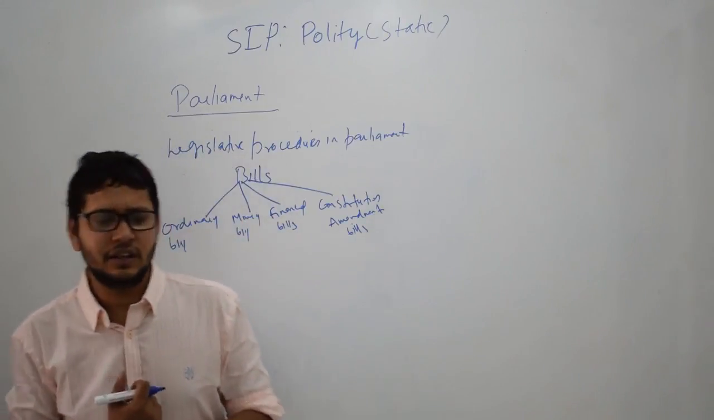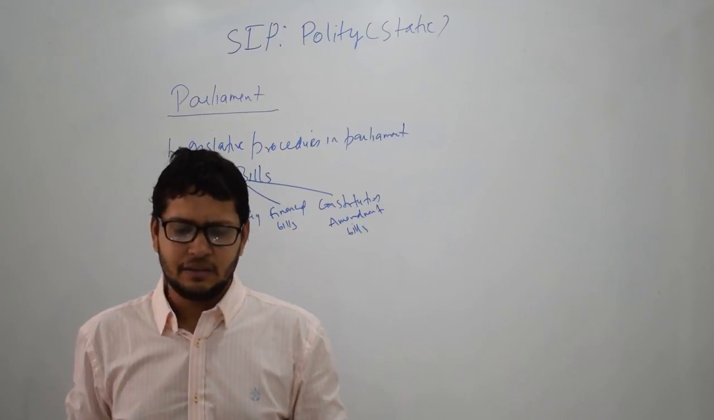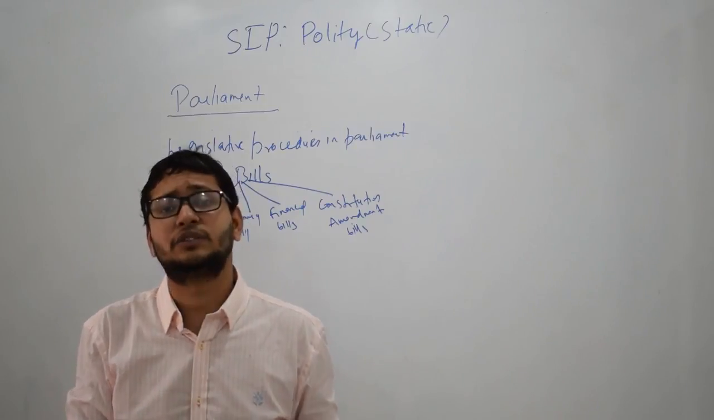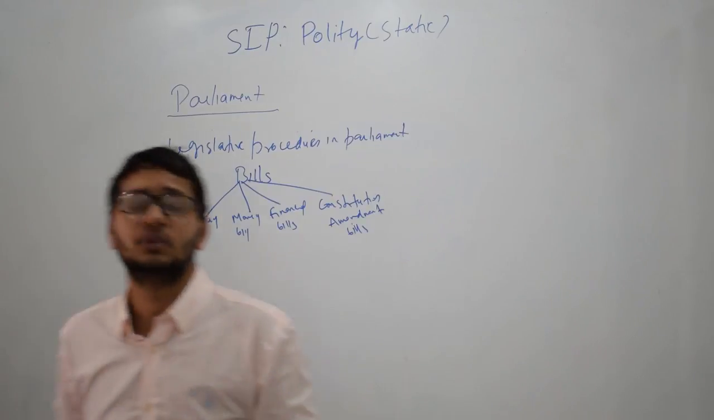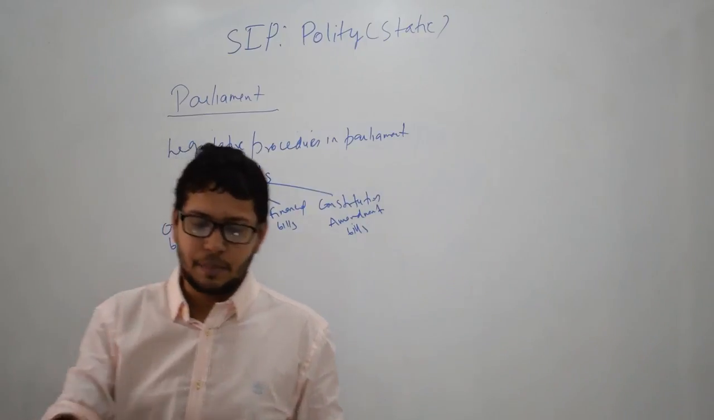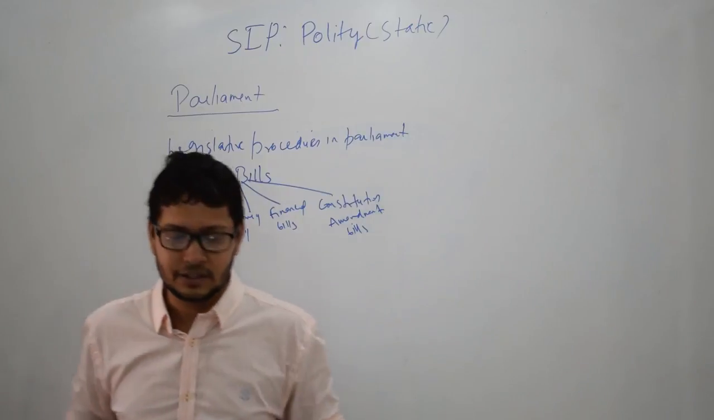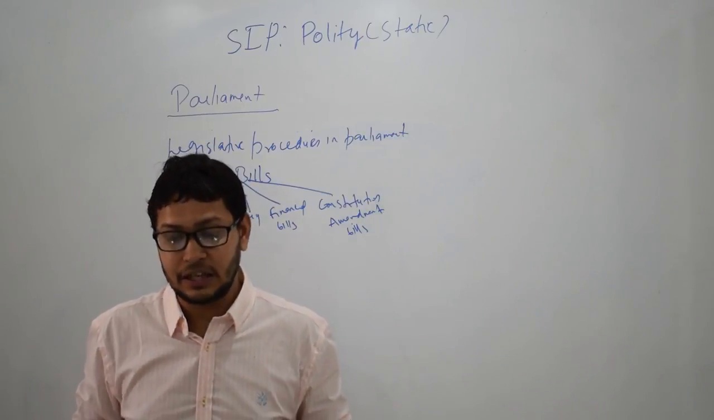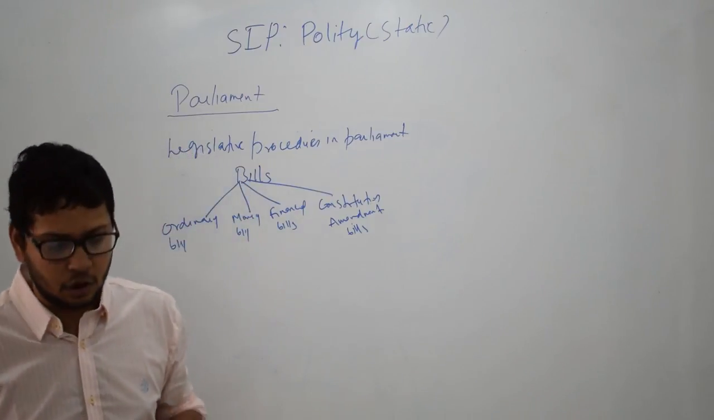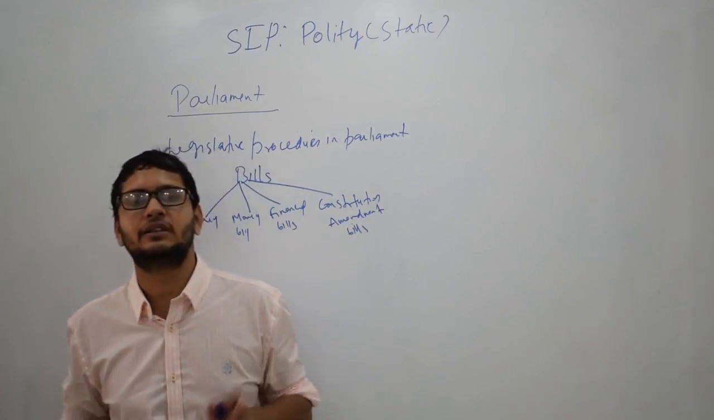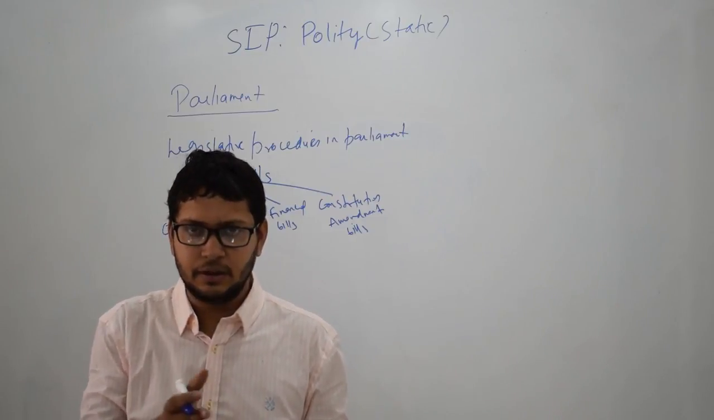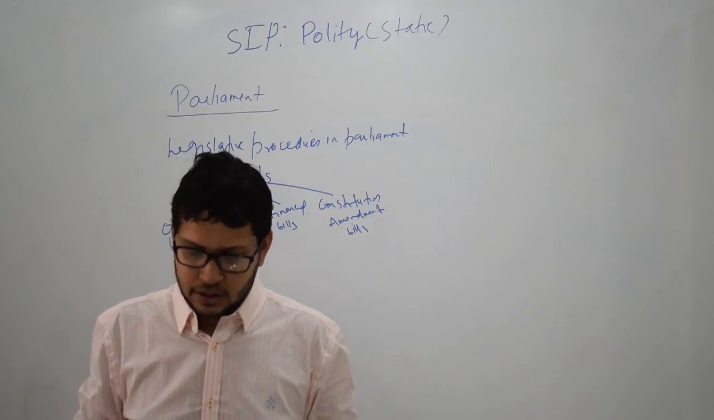First is ordinary bill. An ordinary bill generally has 5 stages: first reading, second reading, third reading, then it is passed from the first house, then it is introduced in the second house. The second house has 4 alternatives. First, it may pass the bill as sent by the first house without any amendments. Second, it may pass the bill with amendments and return it to the first house for reconsideration. Third, it may reject the bill altogether. Fourth, it may not take any action and the bill keeps on pending. So these are the 4 options the second house has.